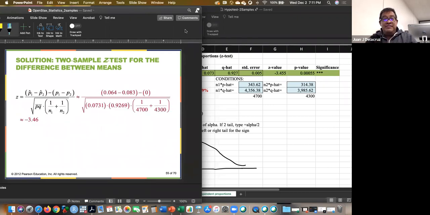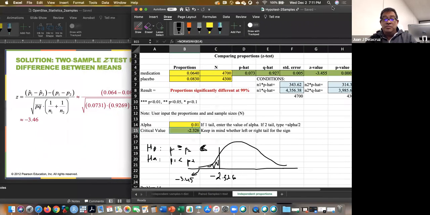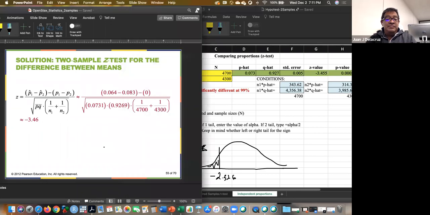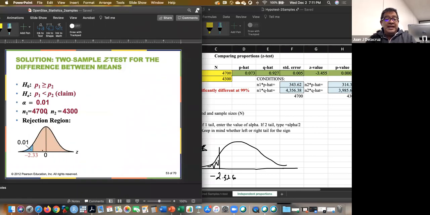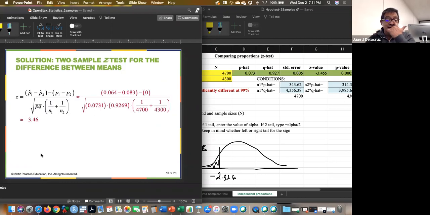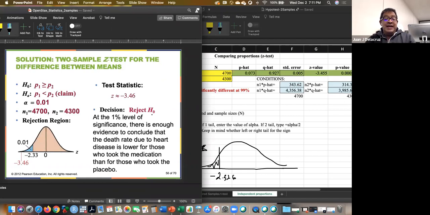So we have the test statistic that we just computed, 3.46. So this is the Z score based on my data. Remember, this is the observed difference. This is the variation. So I get my Z score, which is exactly the same I measured. So I have my critical value of minus 2.33, which is based on my alpha at a left tail test. So with this, I am able to reject.